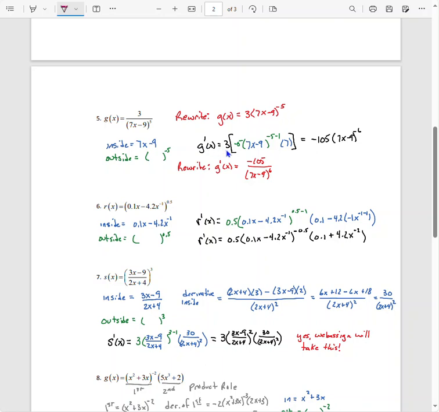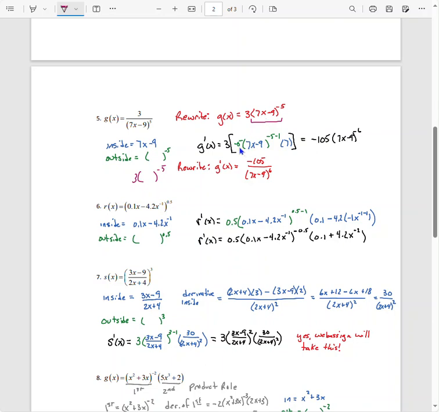Now, to find the derivative, I have the constant multiple rule. 3 times this stuff. If I want to find the derivative, it's 3 times the derivative of the stuff. Awesome. Leave the 3 alone. Now we can focus on just this portion. Inside is 7x minus 9. Outside is to the negative 5 power. Alternatively, you could call this the outside, and it'll get you the exact same spot.